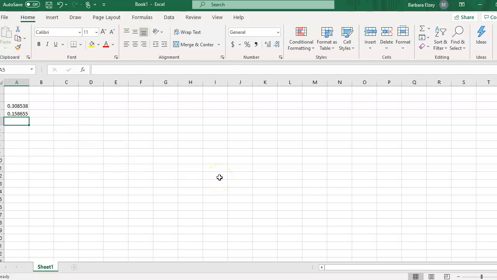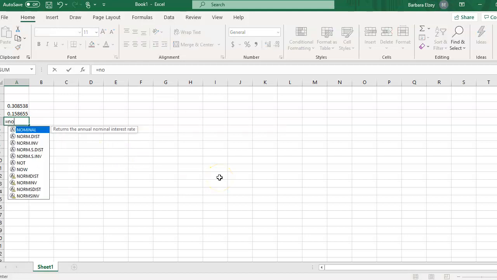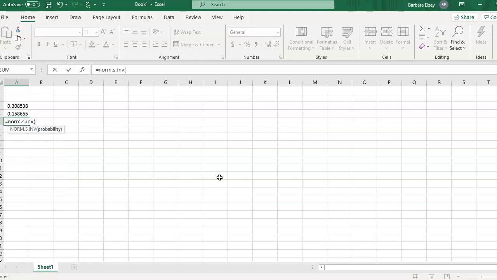So for that command, we use equal norm.s.inv, and we give it the probability as a decimal now, not as a percentage. So it was 90% or 0.90. And notice it gives us 1.281552. Now we got 1.3 from the table, but this is actually more accurate and it's the better value for us to use.